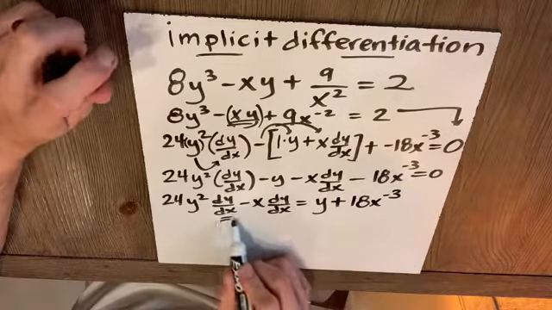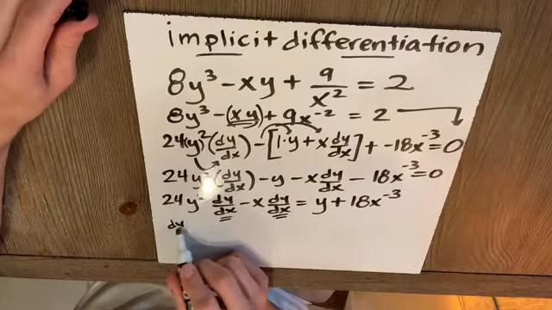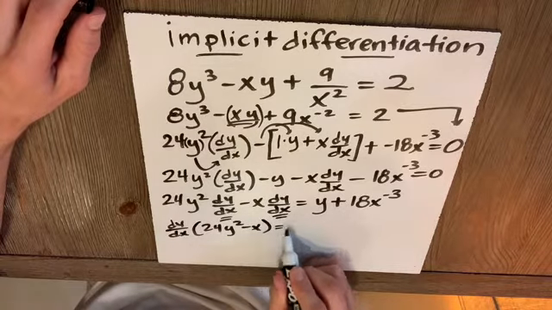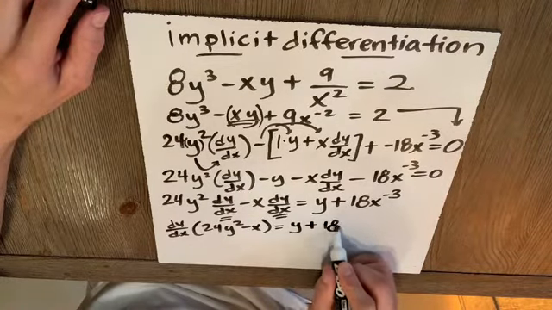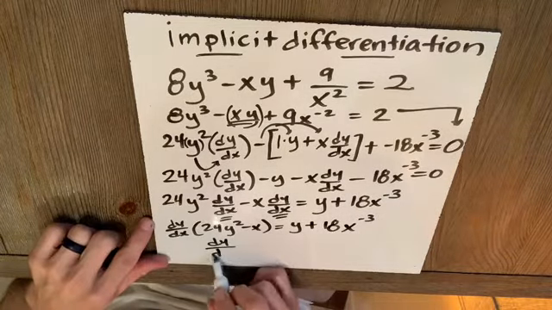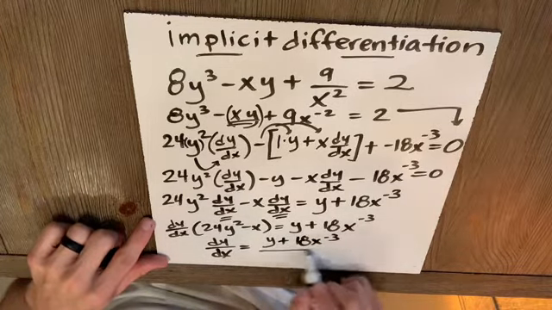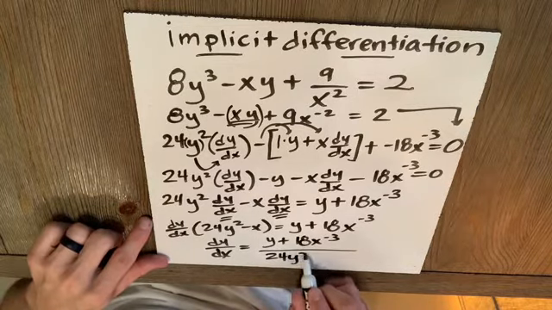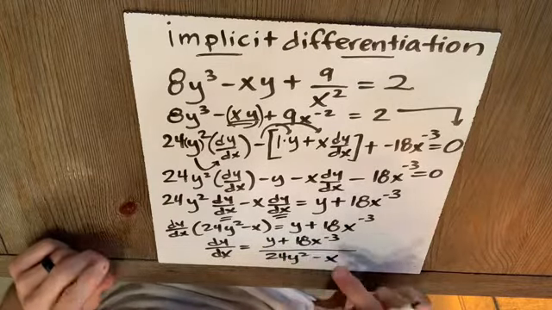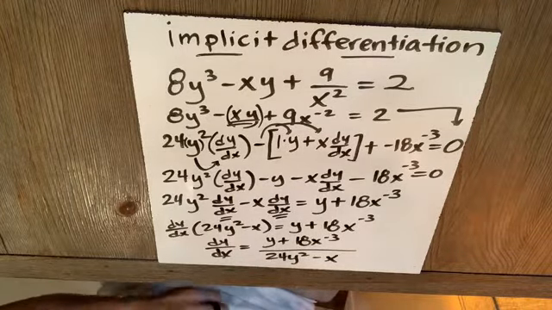Now, dy/dx is common to both terms on the left-hand side, so I'll factor out the common factor. 24y squared minus x is equal to y plus 18x to the negative third. Now, I'll divide by everything that's not dy/dx to get dy/dx is equal to y plus 18x to the negative 3 divided by 24y squared minus x. So there will be our derivative. If you want to leave this numerator as y plus 18 over x to the third, all over 24y squared minus x, you can do that as well.